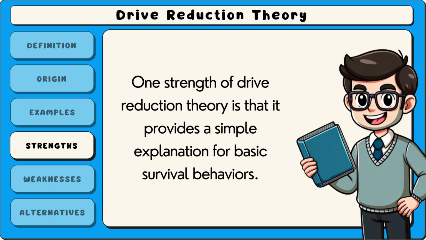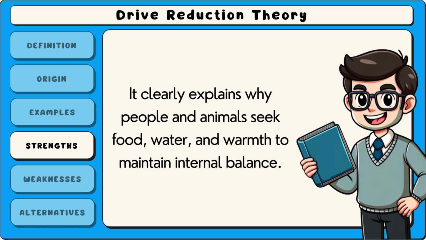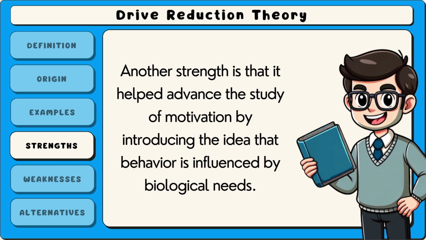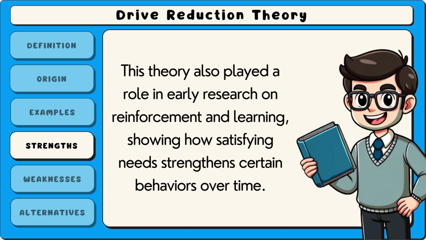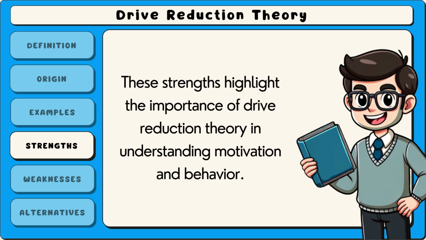One strength of drive reduction theory is that it provides a simple explanation for basic survival behaviors. It clearly explains why people and animals seek food, water, and warmth to maintain internal balance. Another strength is that it helped advance the study of motivation by introducing the idea that behavior is influenced by biological needs. This theory also played a role in early research on reinforcement and learning, showing how satisfying needs strengthens certain behaviors over time. These strengths highlight the importance of drive reduction theory in understanding motivation and behavior.